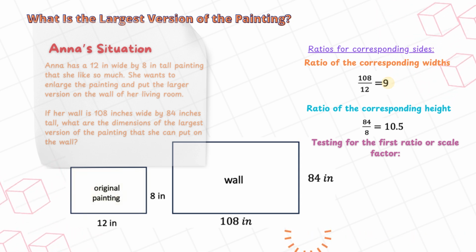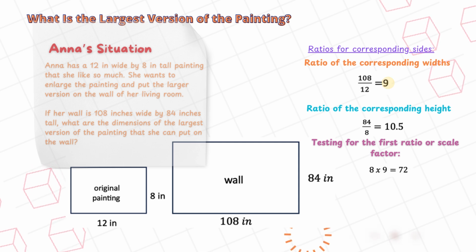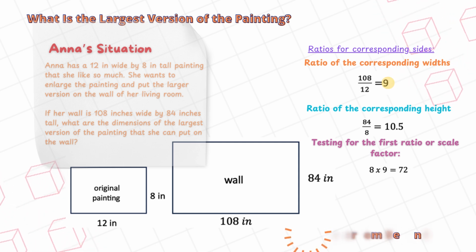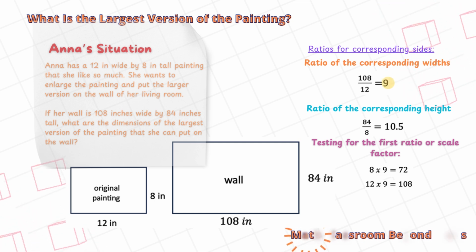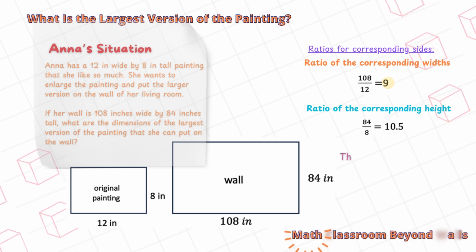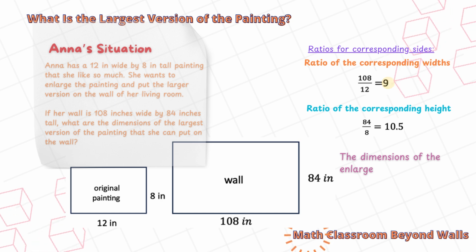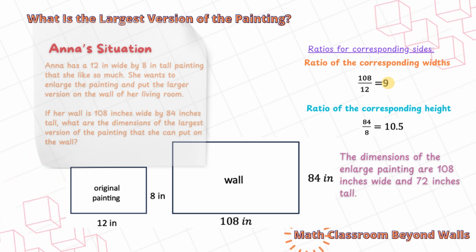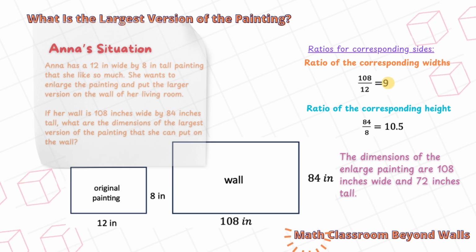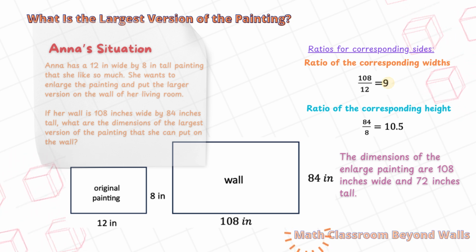Let's go. So, 8 times 9 is 72. 12 times 9 is 108. With a scale factor of 9, the dimensions of the enlarged painting are 108 inches wide and 72 inches tall. Are these the correct dimensions? We are not sure yet.